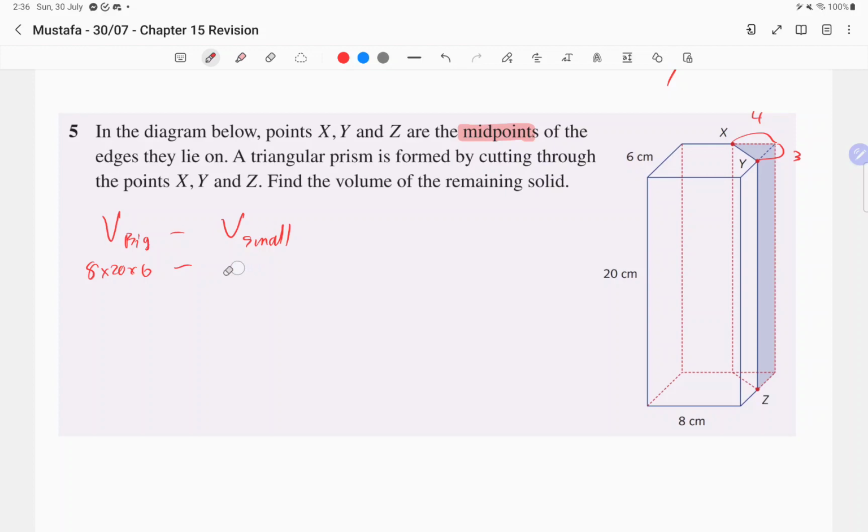No, it's 4 times 3 times 20. Not all. What's the area of a triangle? Times half. Yes, half base times height. Okay, that's the volume of the triangle. Okay, good.